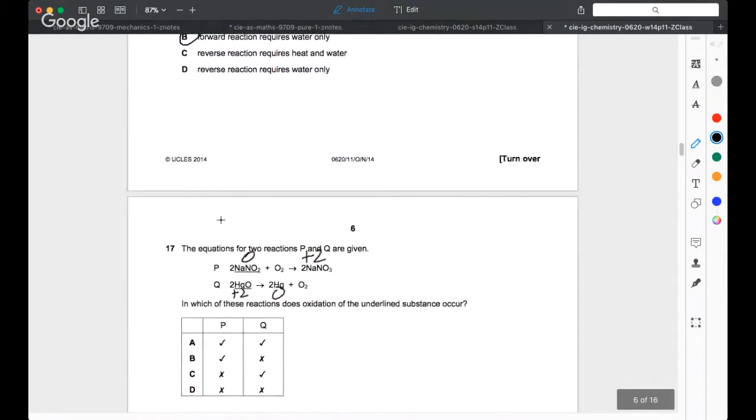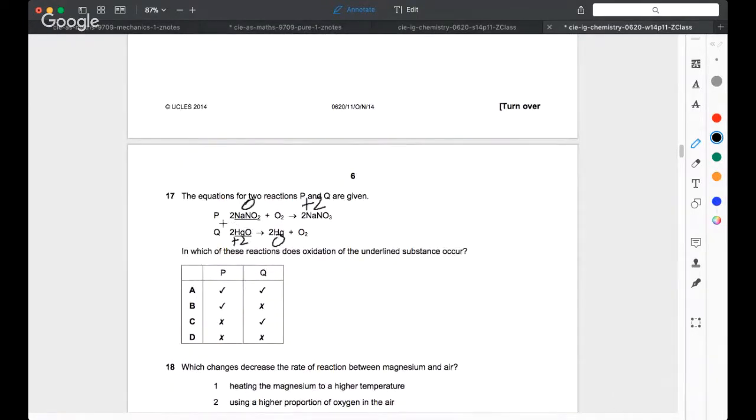Number 17. So we have P and Q here. The oxidation number of P is originally 0, and when it reacts with oxygen, it takes oxygen into the formula, because the oxidation number of oxygen is -2. To give an overall oxidation number of 0, the oxidation number of P changes from 0 to +2. So that is an increase in oxidation number, so this is oxidized.